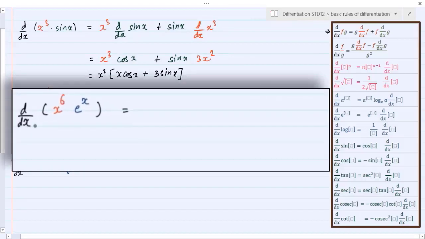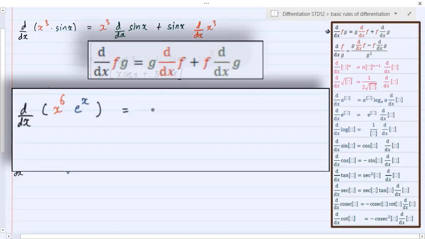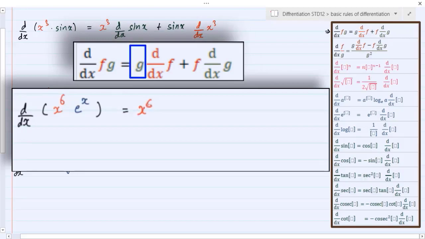In this question, we have to find the differentiation of x raised to 6 into e raised to x. Two different functions are in multiplication, so let's apply the multiplication rule. Our x raised to 6 will be as it is, d by dx of e raised to x, plus e raised to x will be as it is.